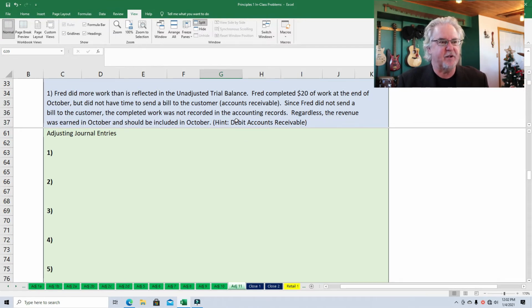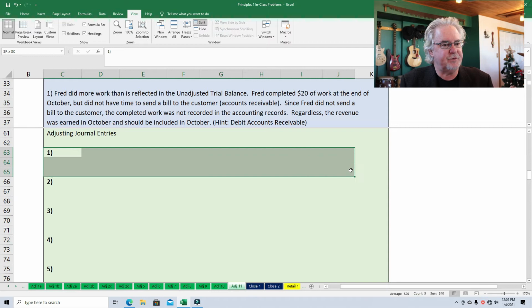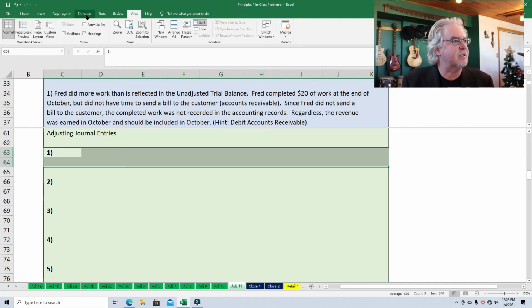So here's what's going on. Fred did some work for a customer, $20 worth of work, and didn't get paid, and so it didn't get entered into the accounting records. Fred's on more or less a cash basis, but we know from our accounting class so far that we try to do our accounting on an accrual basis. That is, we recognize revenue when the revenue is earned, when we earn it. All right, so to make that happen, we're going to do this adjusting entry right here, and I'll explain what it is.